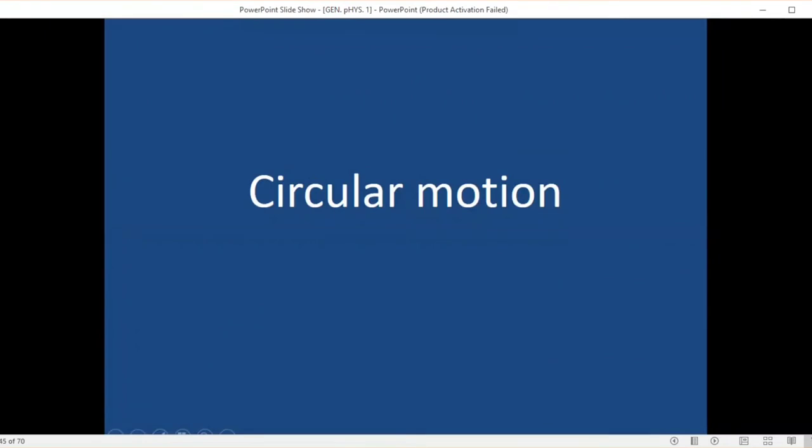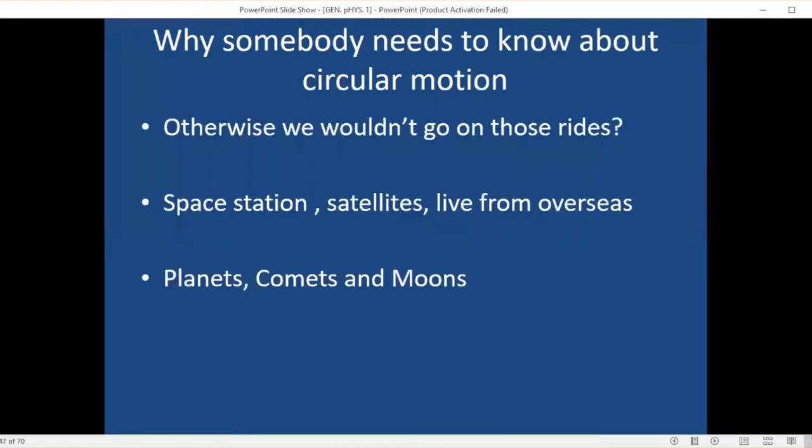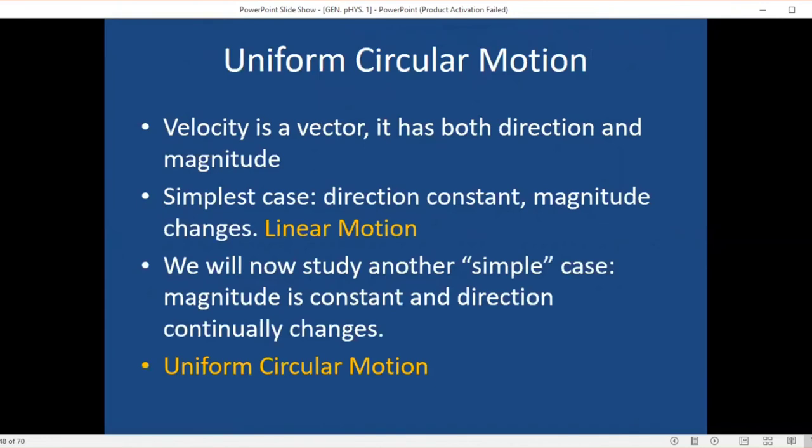Let's proceed to circular motion. So speaking of circular motion, we can see it in different places like amusement parks. Have you ridden a Ferris wheel? The Ferris wheel works circularly, which is a basic example of circular motion. Why does somebody need to know about circular motion? Otherwise, we wouldn't go on those rides for sure, like space station, satellites, live from overseas, or planets, comets, and moons.